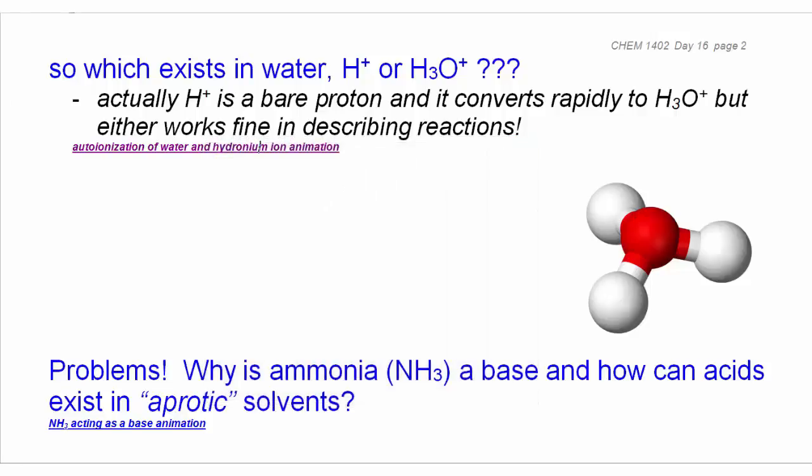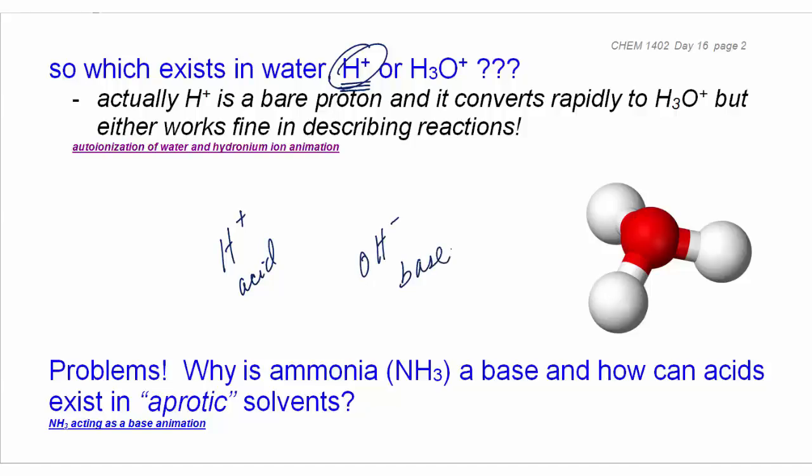But for our intents and purposes here, we can get by with H+. And it gives us all the right answers. It's easier to write. You don't have to worry about adding this extra water all the time. So we're kind of just sticking with it, even though it really doesn't exist in water. So Arrhenius gave us the idea of hydrogen ion, acid, hydroxide, base.